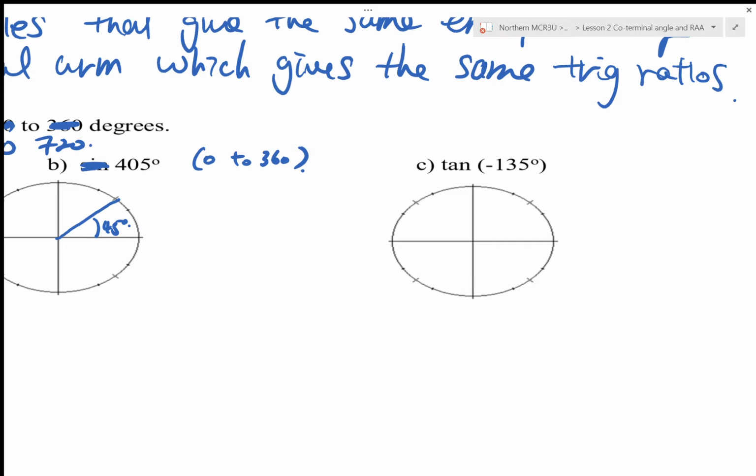Now, if it is negative 135 degrees, we go backwards, right? We go backwards. Now, how do I know this is negative 135? Well, we know that this is 90 degrees, right? And we go 45 more degrees, and that's basically negative 135 degrees.